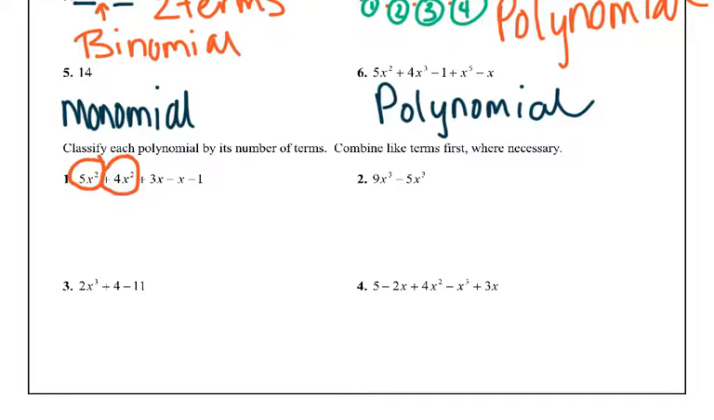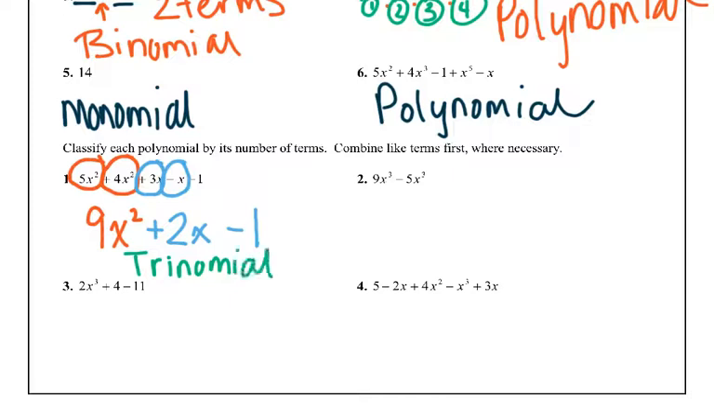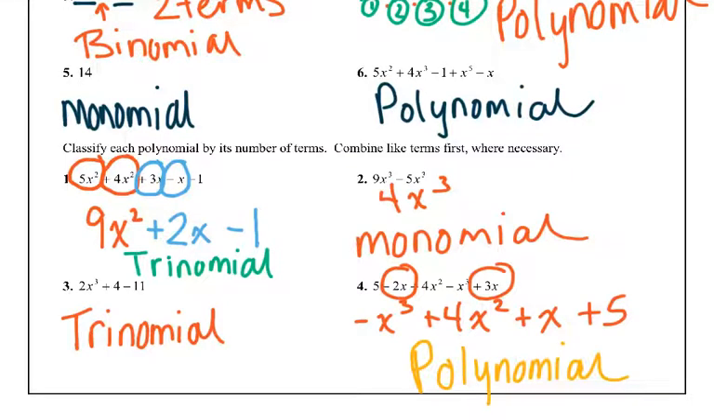If I notice, I also have x terms, so I have a positive 3x and a negative x. So 5x squared plus 4x squared gives me 9x squared. 3x minus x ends up giving me a positive 2x. And then I have minus 1. So in this case, you have 3 terms, so that would be considered a trinomial. And you would do the same thing for the other 3. Again, pause the video and try it if you would like. And there you go, the 3 other answers. If you have any questions, please reach out to me on those.